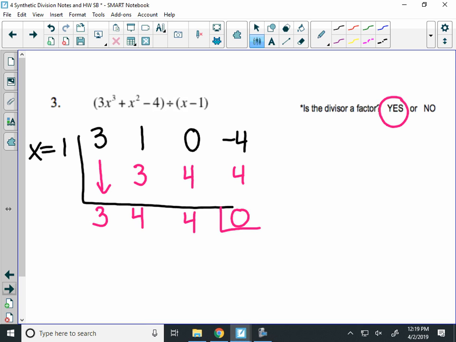We just have to write our answer. 3x squared plus 4x plus 4.